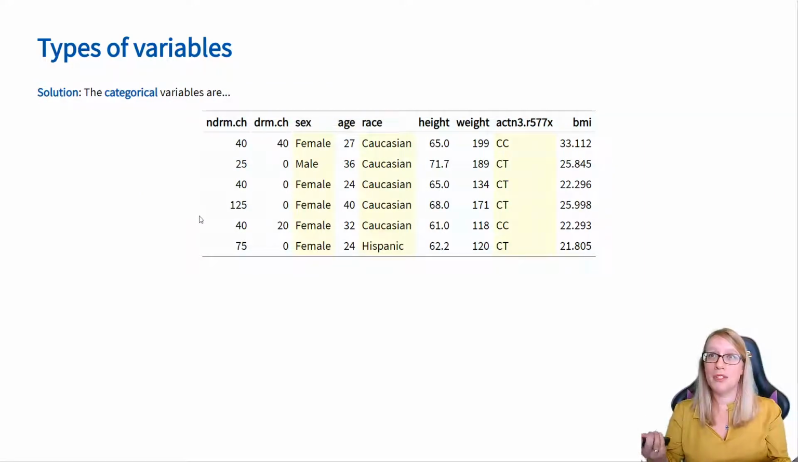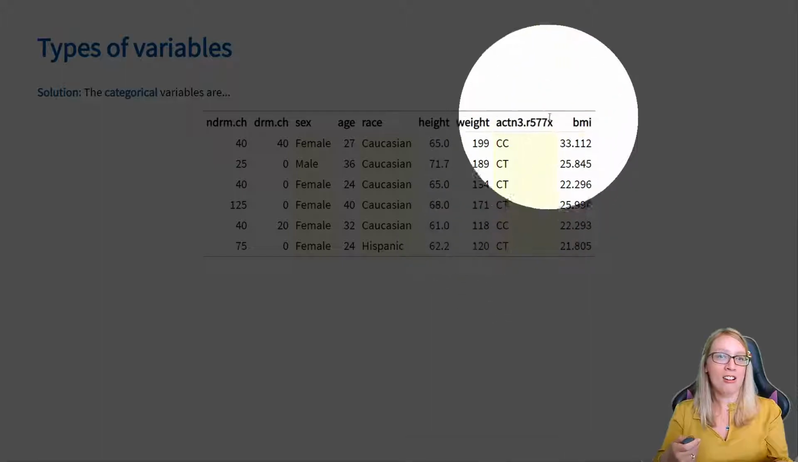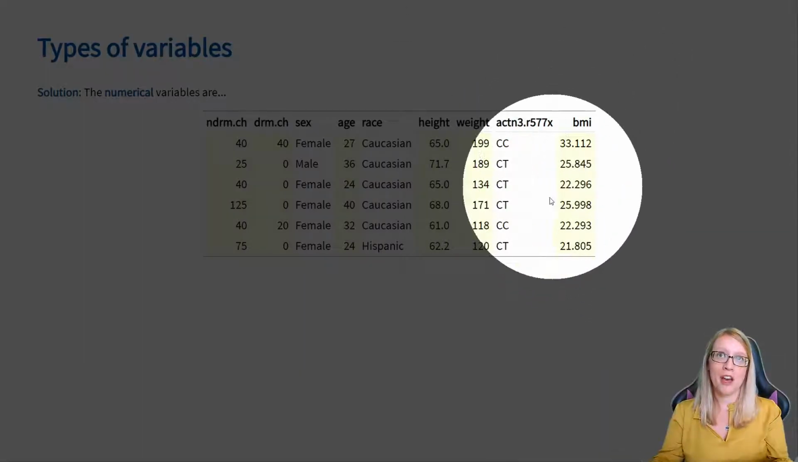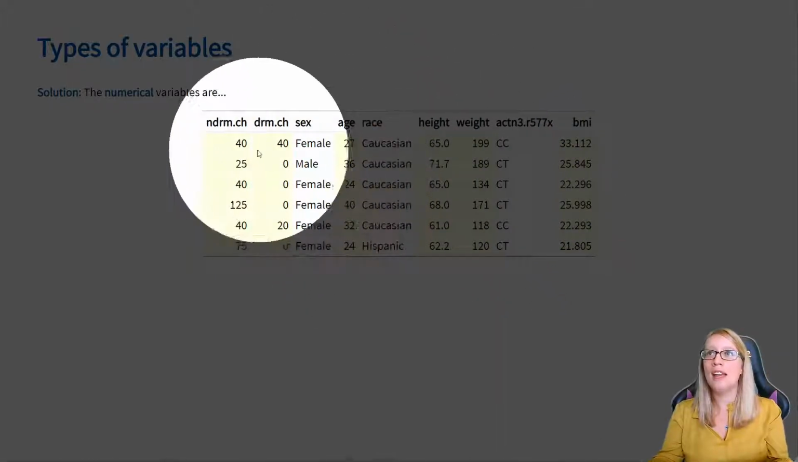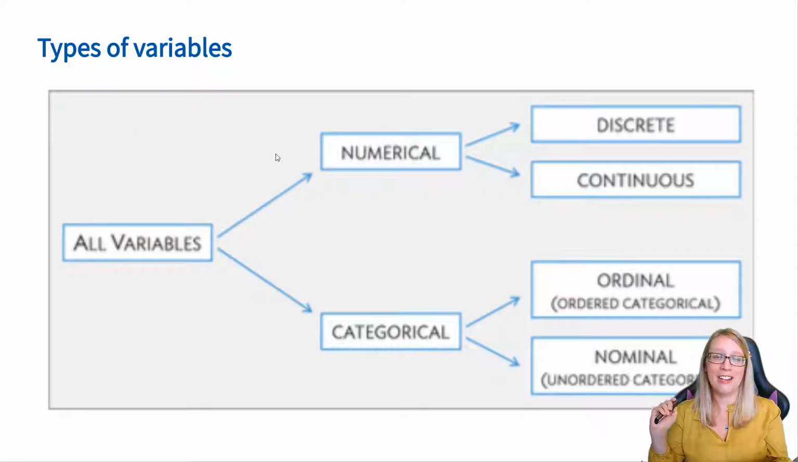So types of variables. The categorical ones are fairly straightforward to infer. We have sex or gender, we have race, ACTN3.R577X, that's the particular gene and location, CC, CT, those are the genotype expressions. Numerical variables, BMI, body mass index, we've got that one, height and weight, age, NDRMCH, DRMCH. We'll talk about what those mean a little bit later when we come back to this data. Now, beyond numerical and categorical, we can think about breaking variables up even further.